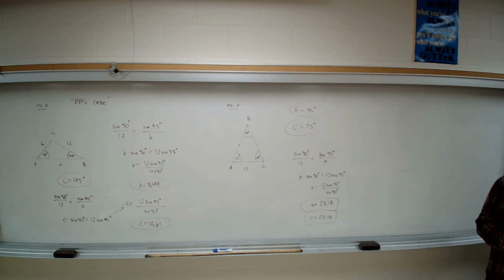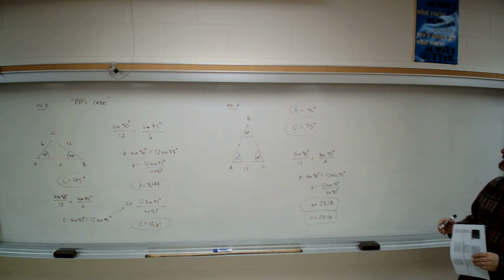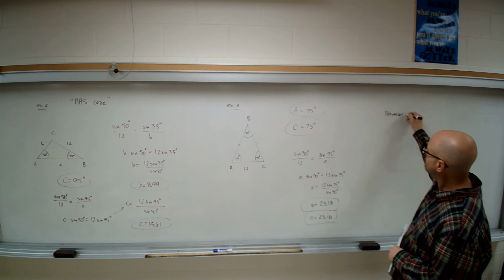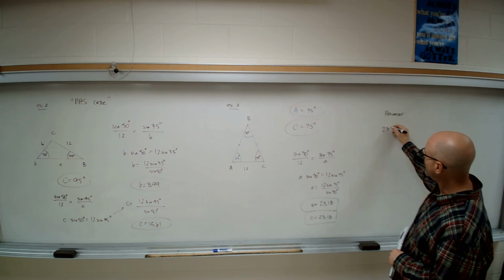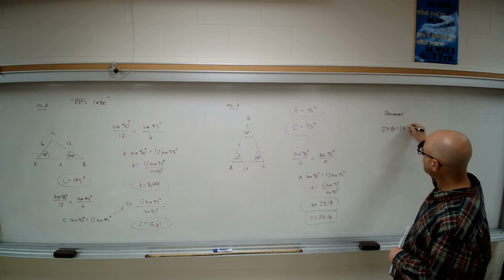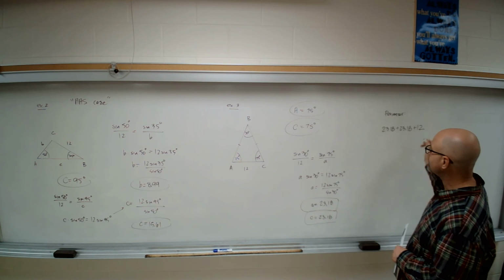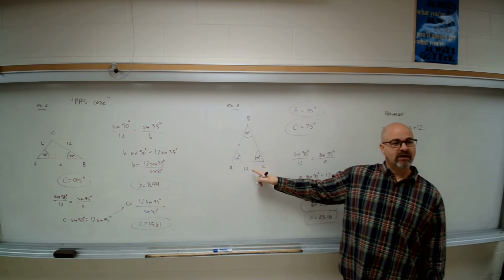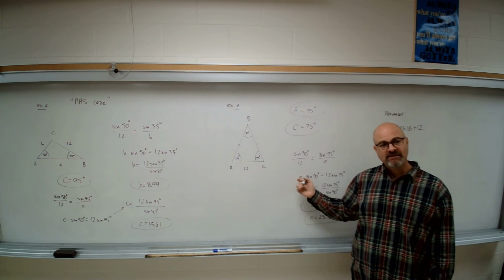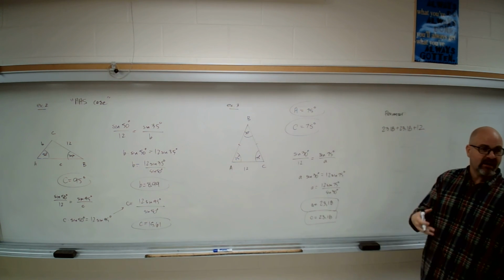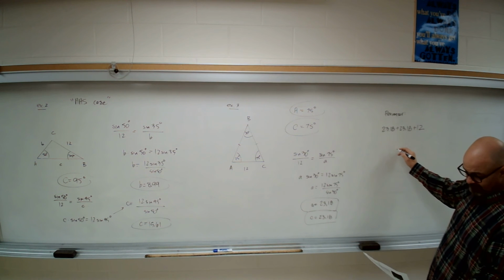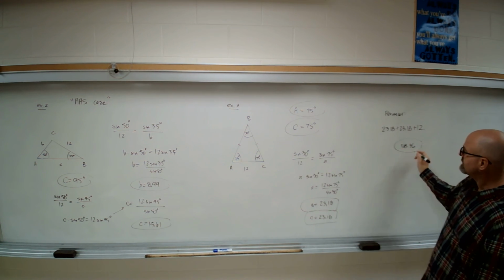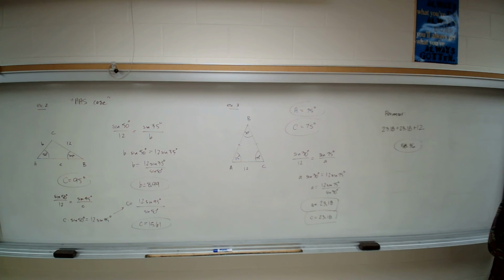Last question to ask is what's the perimeter? The perimeter of a triangle, you just add up the three sides. So our perimeter is 23.18 plus 23.18 plus 12. Does it make sense this is bigger than 12? Right, see 12 is opposite 30. These are opposite 75. Bigger angle, bigger side. And we add these up and we get 58.36 would be our perimeter there.